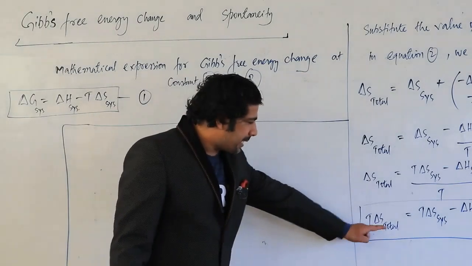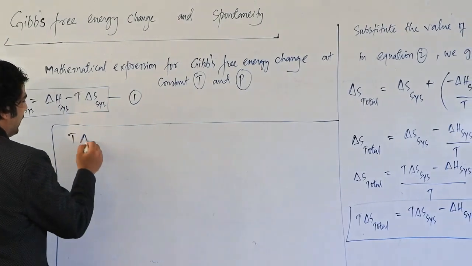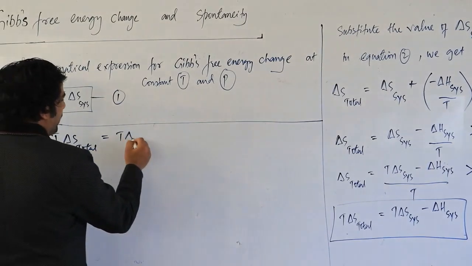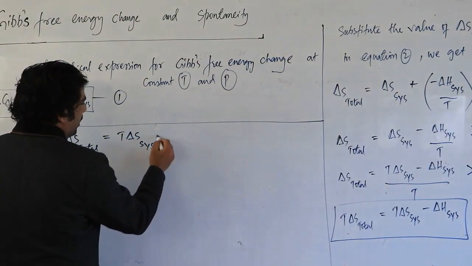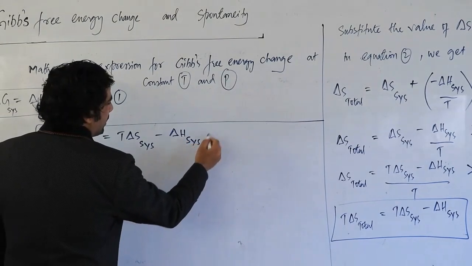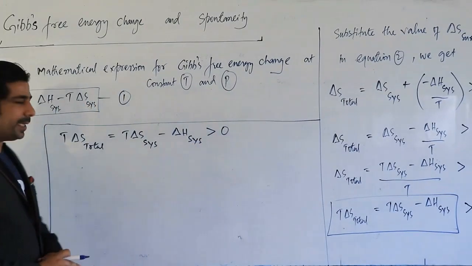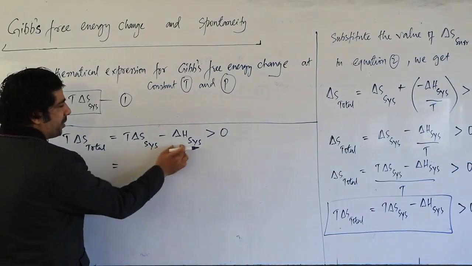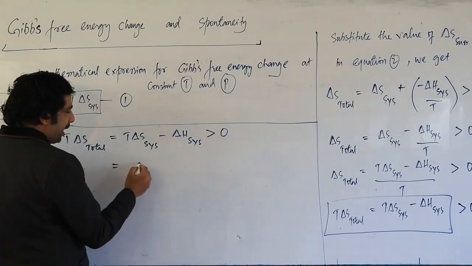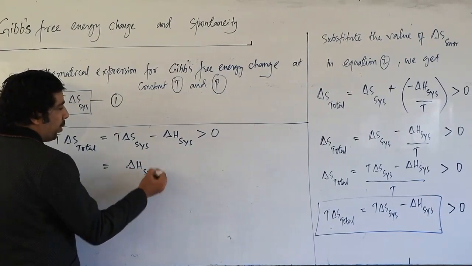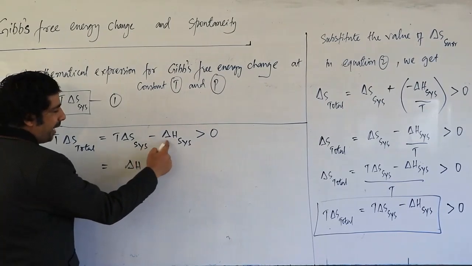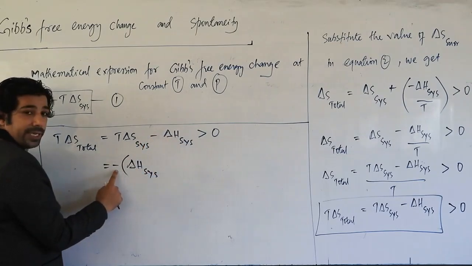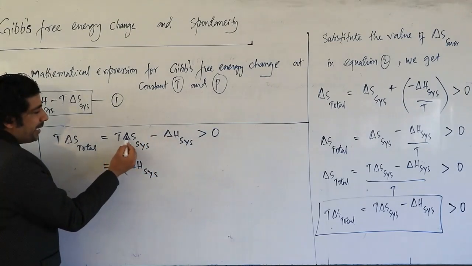Have a look at this particular expression finally, that is T del S total is equal to T del S system minus del H system is greater than 0. Greater than 0 means spontaneous, correct? Now look here, my dear friends, what I am going to do. If I take this expression, my dear friends, I can write it like this also: del H system. What is del H system? Minus. So this term is minus, so I will write down minus outside. So del H system is minus, so minus only. But this one is plus here, T del S is plus.